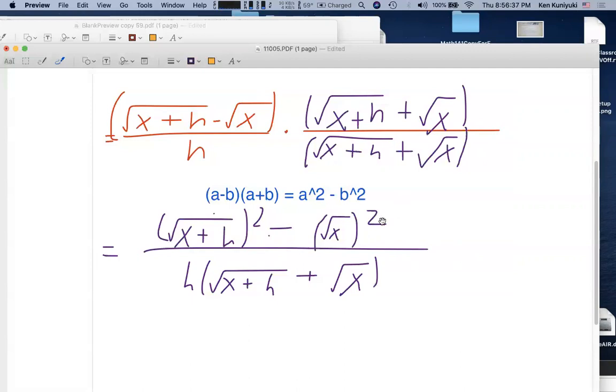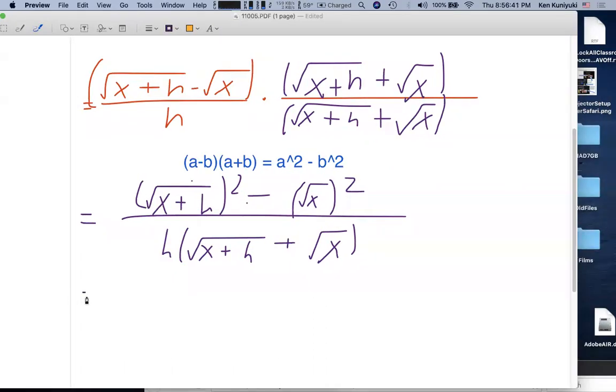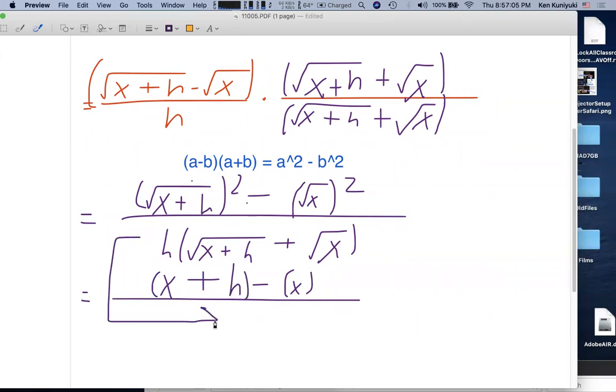Over here, what's the square of root x? Assume x is non-negative. What's the square of root x? That's x. I'll put this in parentheses, but you don't really need it until you get two or more terms, like if these were switched. What's the square of root x plus h? That's x plus h over the same denominator. Any questions?